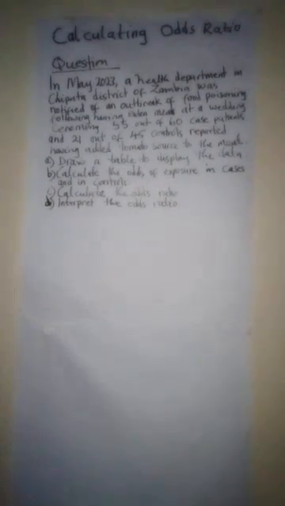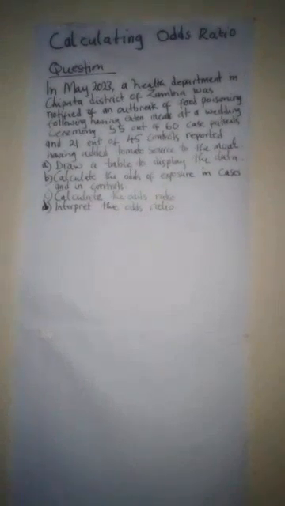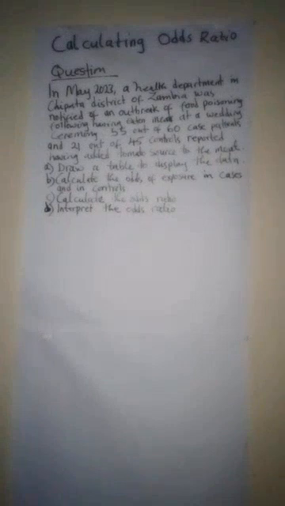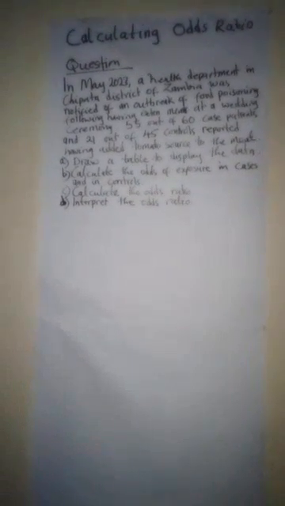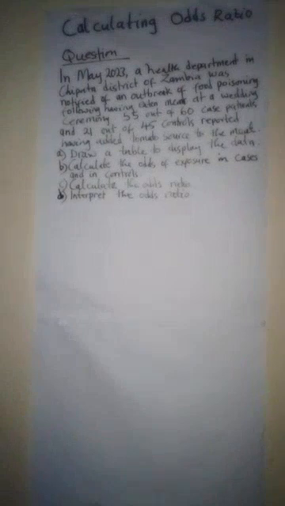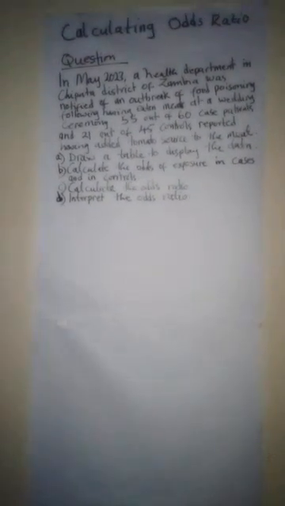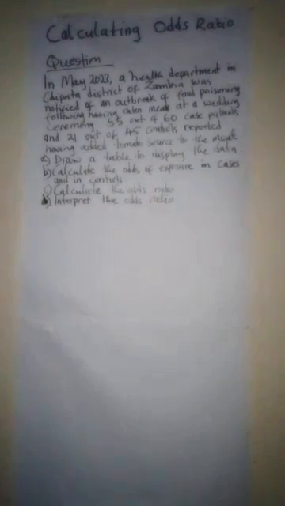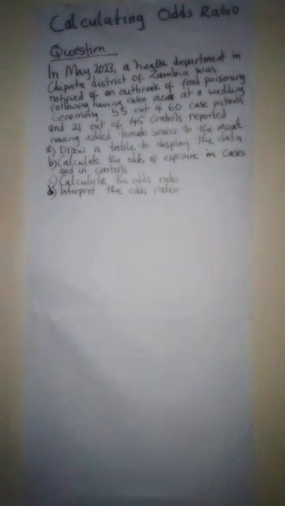So now let's look at this question. This question is saying we are going to calculate the odds ratio. The question says in May 2023, a health department in Chipara district of Zambia was notified of an outbreak of food poisoning following having eaten meat at a wedding ceremony. 55 out of 60 case patients and 21 out of 45 controls reported having added some tomato sauce to their meat. Part A is asking us to draw a table to display the data.